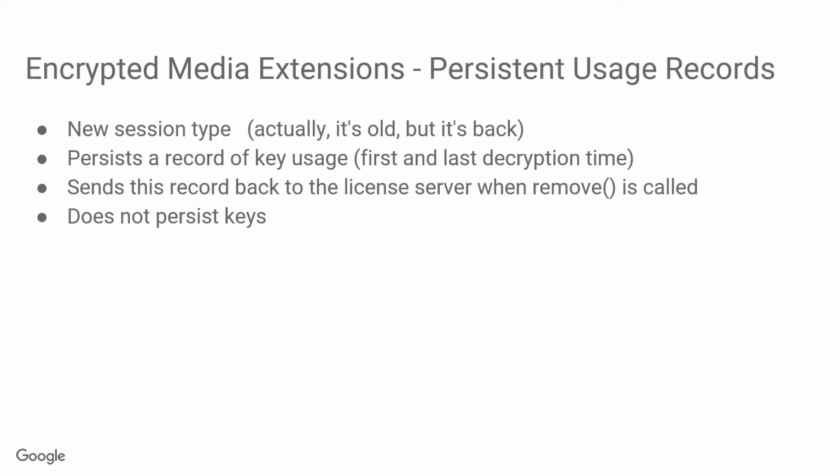Persistent usage record is a new session type compared to the Recommendation spec, though it was in an earlier draft before that. It persists records of first and last decryption times, but not the keys themselves. This allows a service to get a record of license usage when the license is removed.